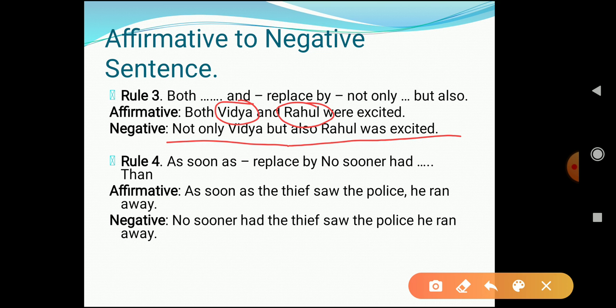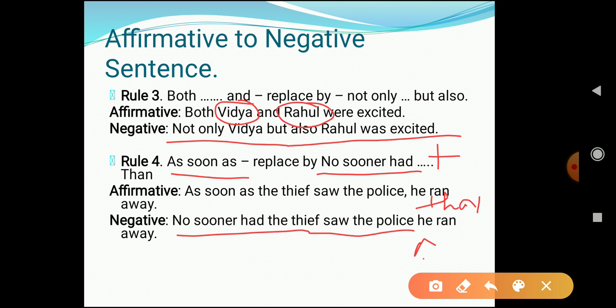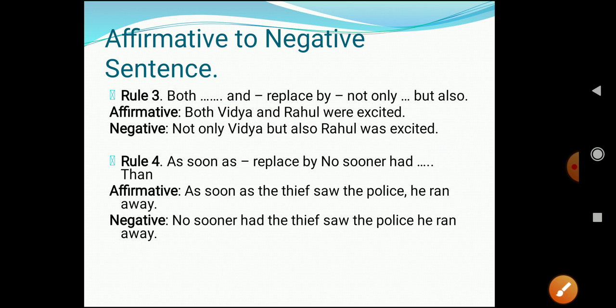If in any sentence "as soon as" is used, you have to replace it by "no sooner had" plus "than". For example, "As soon as the thief saw the police, he ran away." So in negative, the sentence will become what? "No sooner had the thief seen the police than he ran away." I hope this is clear to everyone.